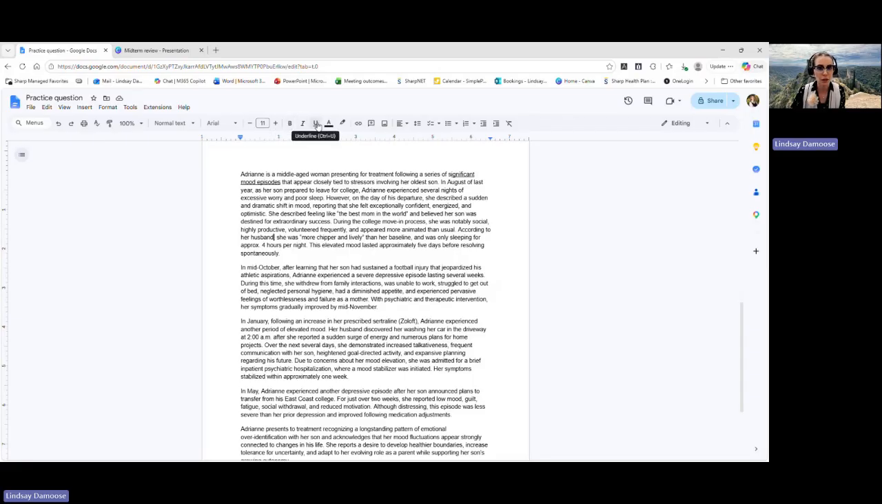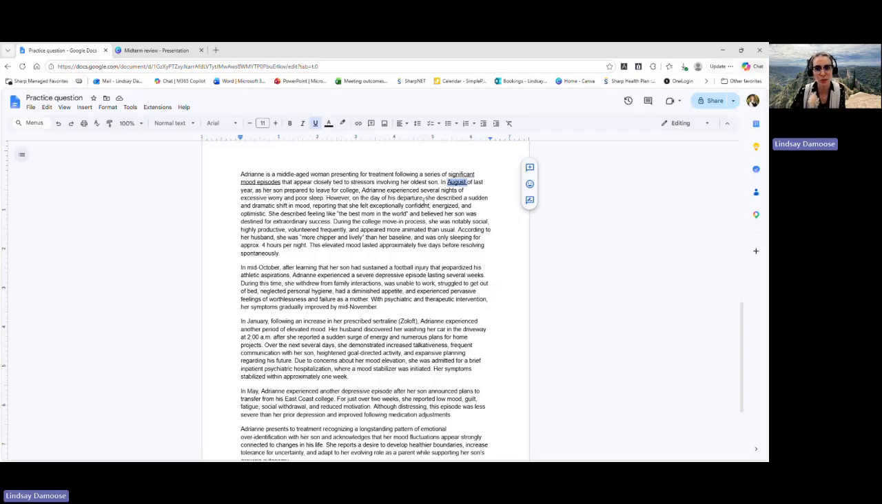So right here, I want you to think about what stands out to you. So this is August. Now, we hear sleep issues, but excessive worry and poor sleep, does that fit into a mood-related category? No, it does not. What we would see is a decreased need for sleep just because of the energy, but not because she is having a hard time settling down because she's worried about what's going to happen to her son.